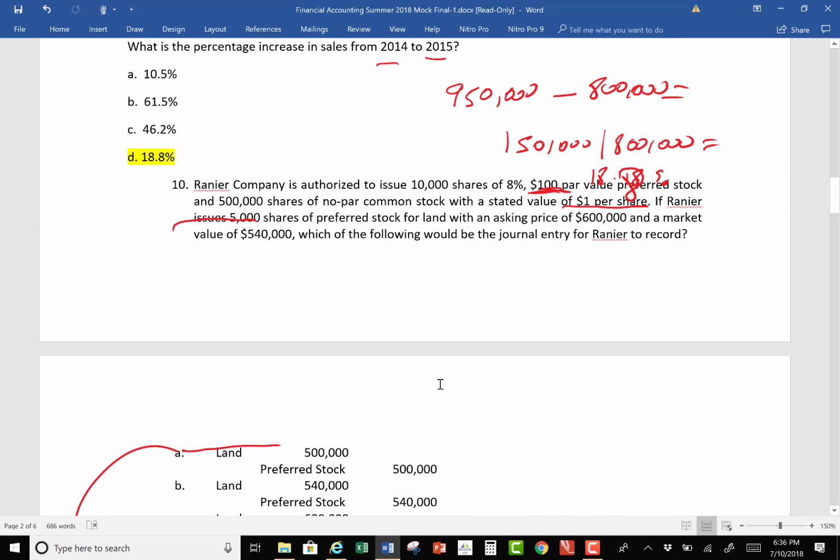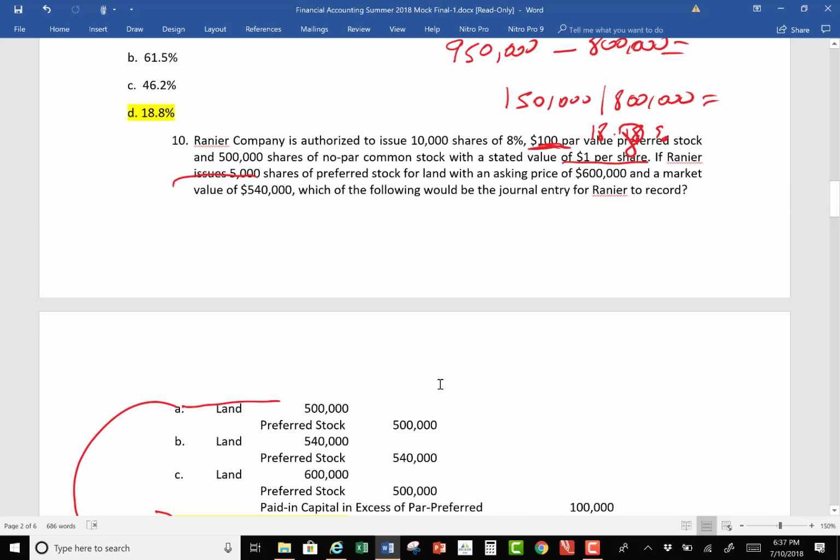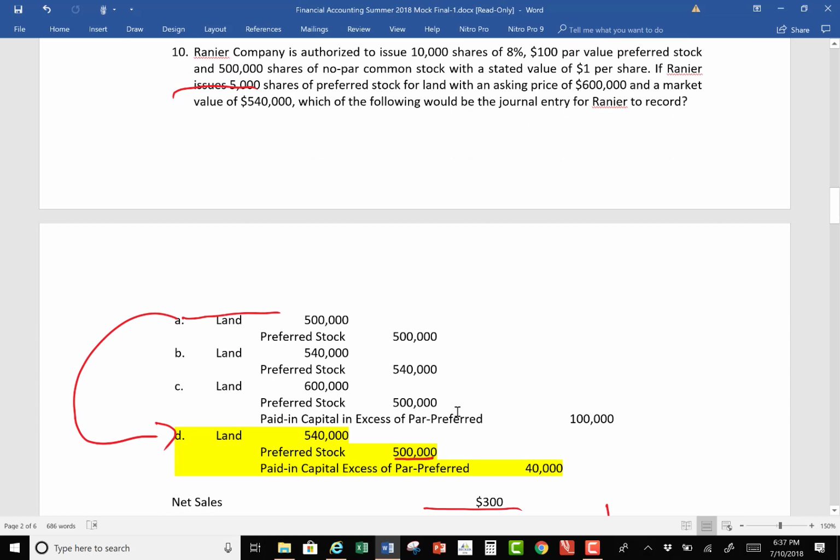Rainier Company is authorized to issue 10,000 shares of its 8% $100 par value preferred stock and 500,000 shares of no par common stock with a stated value of $1 per share. If Rainier issued 5,000 shares of preferred stock for land with an asking price of $600,000 and a market value of $540,000, which of the following would be the journal entry? Now we're going to go by the market value. They tell us the market value for the land, don't they?